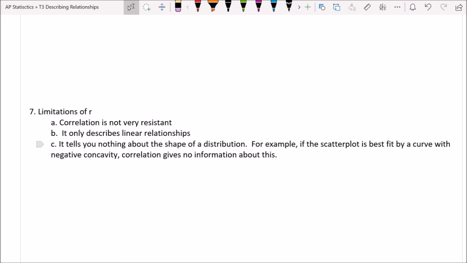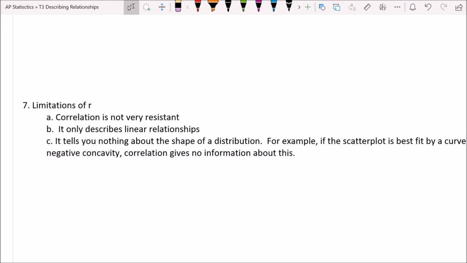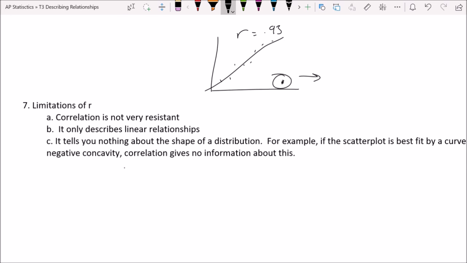Last thing we need to talk about today is the limitations of correlation, which is R. Okay, the first thing is it's not very resistant. Here's what that means. If you have a scatter plot that's a strong scatter plot, and let's say that R is like 0.93, and you have one crazy outlier down here, that's going to totally throw off the correlation. The new correlation is going to be like 0.7. So it's the resistance. Remember, that's the idea that if something is resistant, an extreme value doesn't change that measure very much. But by saying this is not very resistant, what we're saying is one extreme value, one outlier, can really throw off that measure.